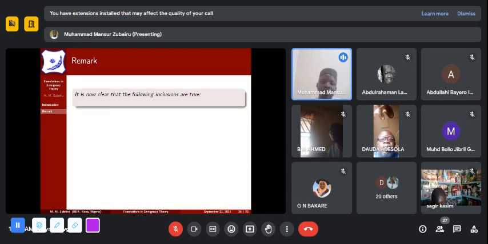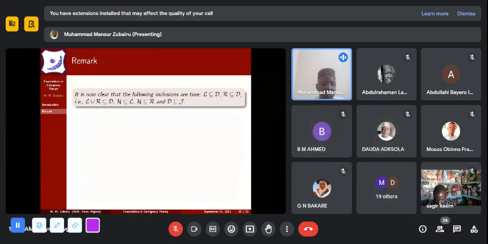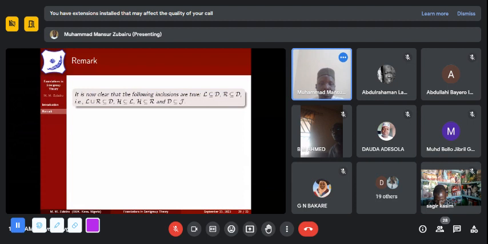It is now clear that the following inclusions are true. L is a subset of D. You've seen that. L union R is a subset of D. H is in L because H is the intersection of R and L. So it is in L and it is in R.